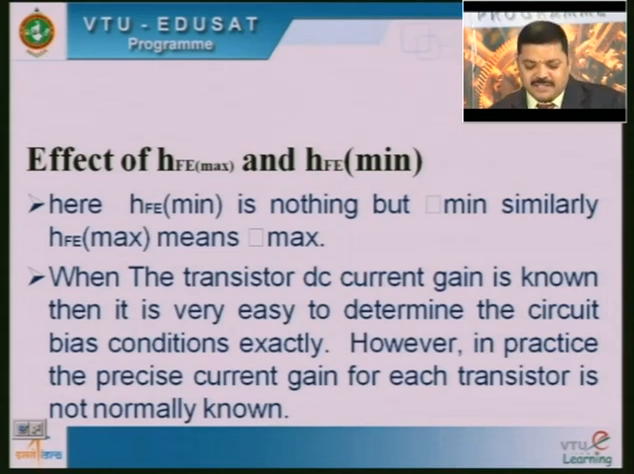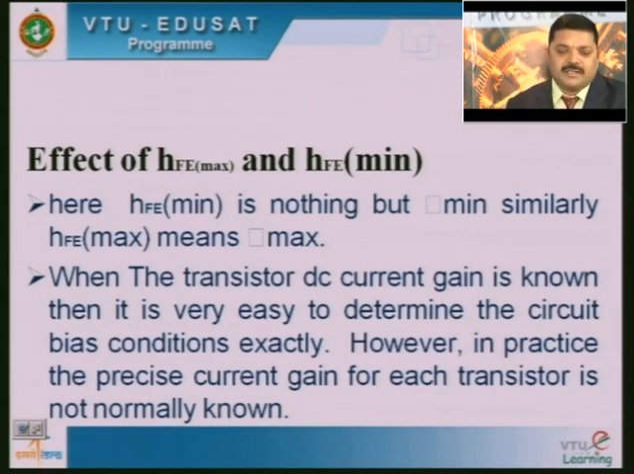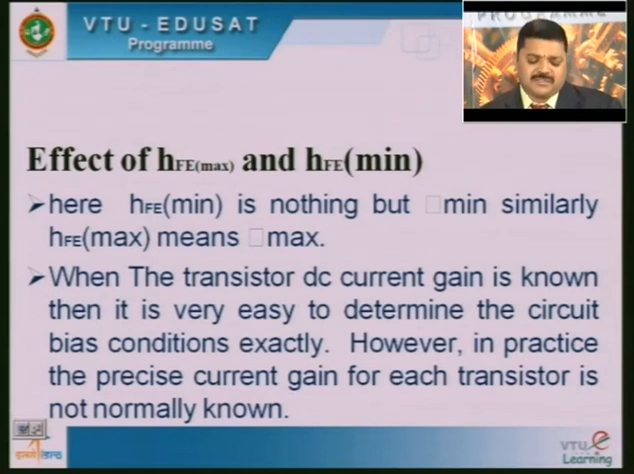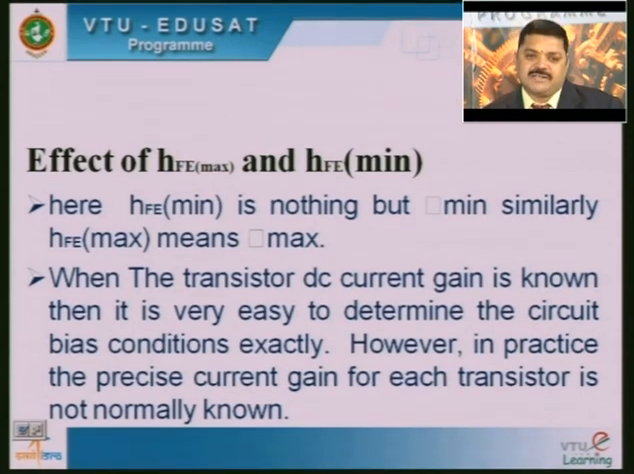When the transistor DC current gain is known, then it is very easy to determine the circuit bias conditions exactly. That is true. When the DC current gain, that is beta or HFE, is known, we can easily find out IC for the fixed bias circuit, then find out VCE, and then fix the operating point at the center of the active region, so that we get faithful amplification.